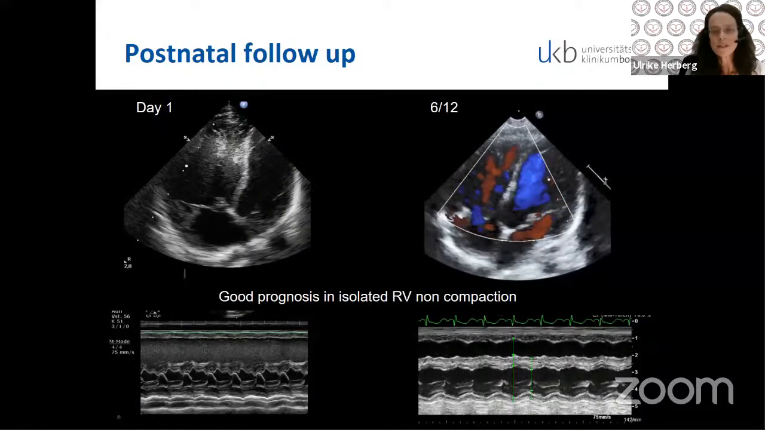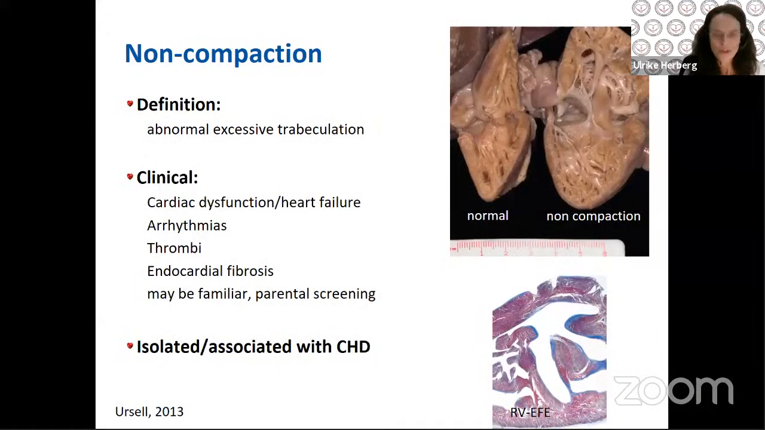But this may be different in the following case. Oh, no, I will show the following case just in a minute. So what is non-compaction cardiomyopathy? I think you may all know this. This is abnormal excessive trabeculation. Here, this is a normal right ventricle, and this is a right ventricle with non-compaction. Clinically, this results in heart failure, arrhythmias, thrombi, endocardial fibrosis, and can be isolated or associated with congenital heart disease.